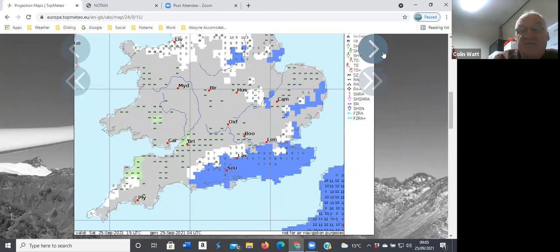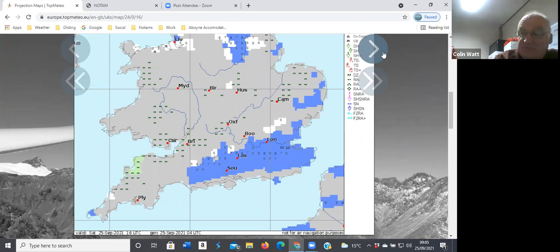So soaring, I think, is going to be very limited today. Not going to go much above, they're talking about 500-600 meters, so 1,500 to 2,000 feet, so pretty limited on the soaring front, but should get flyable.